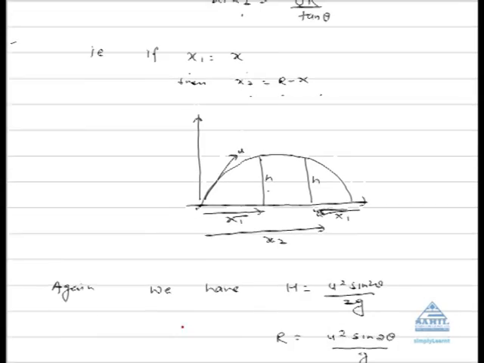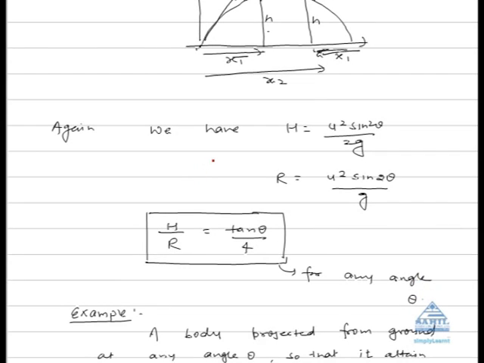Now again we discuss a general condition which is always asked in the examinations, that is what is the relation between h and r, and if h is given and r is given, then how do you find the angle of projection. Let me consider h is equal to u square sin square theta upon 2g, and r, which is range, is equal to u square sin 2 theta upon g. We divide these two equations, and we find h upon r is equal to tan theta by 4.